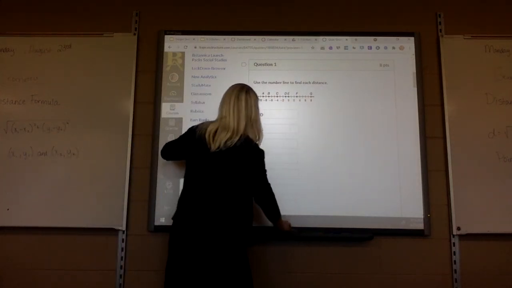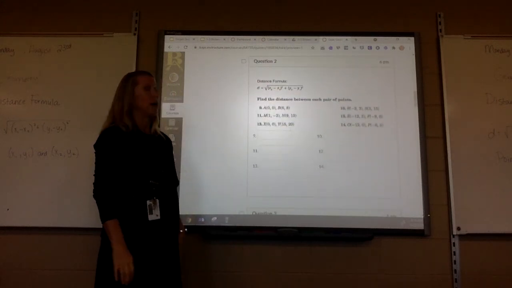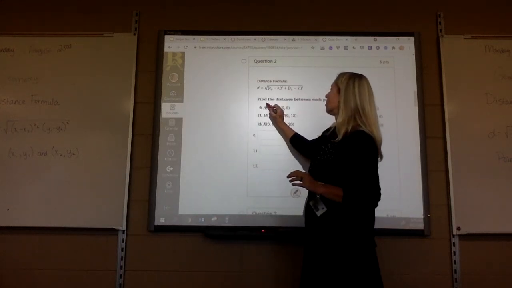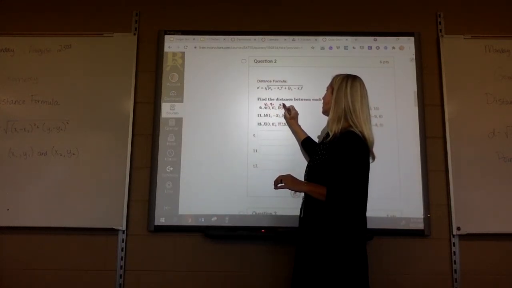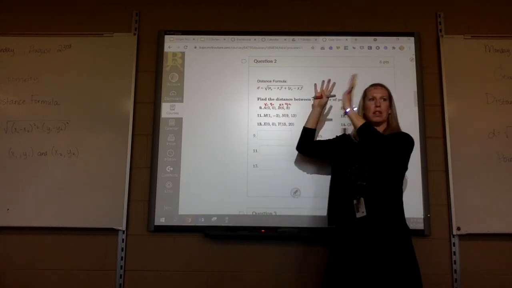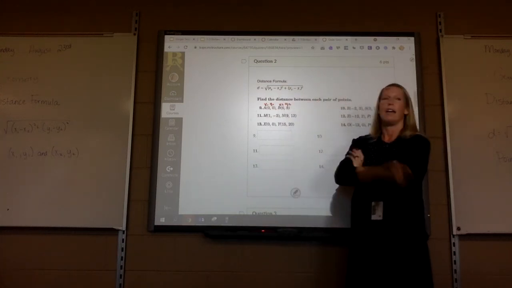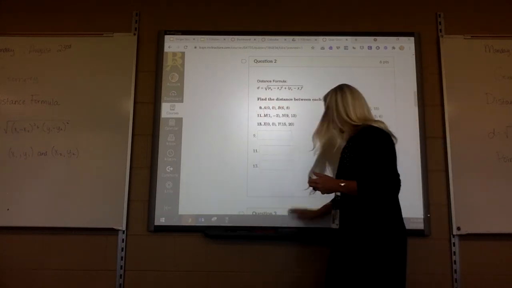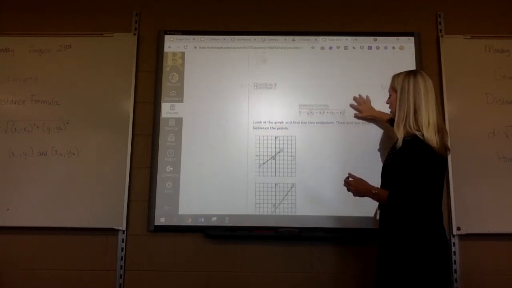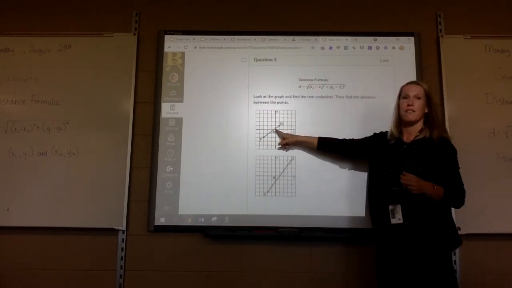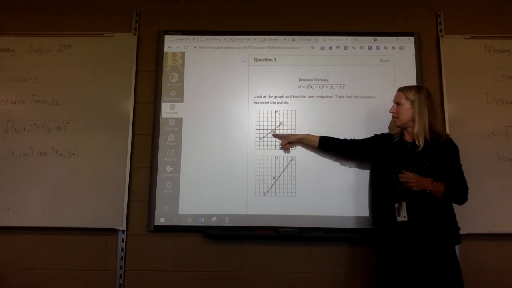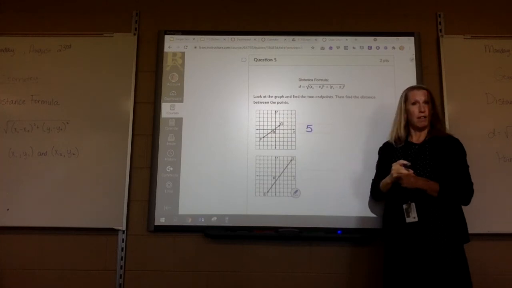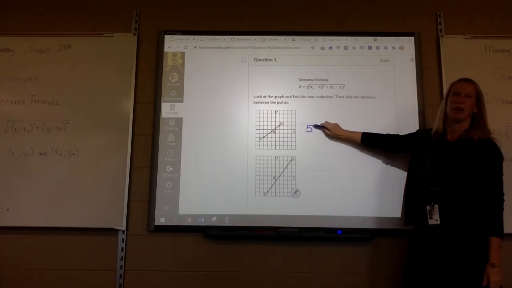Now starting with number 2, you have to do the distance formula. So make sure you label your points x1, y1, x2, y2, and then plug it into the distance formula. If you get a syntax error or some kind of problem, let me know. The one we did together, question number 5, the distance from F to G, do you guys remember what that answer was? It was 5. So if you want to go ahead and put a 5 in there.